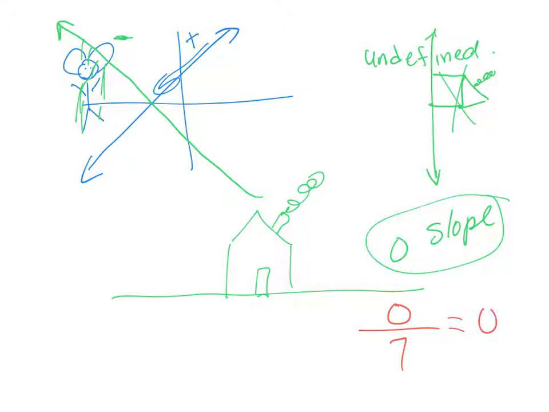If you put it in your calculator, 0 over 7, you get 0. But if I have a 0 in the basement, that is undefined. When you put that in your calculator, you're going to get an error message. And that is undefined slope. That means the line is vertical. Does everybody see that?